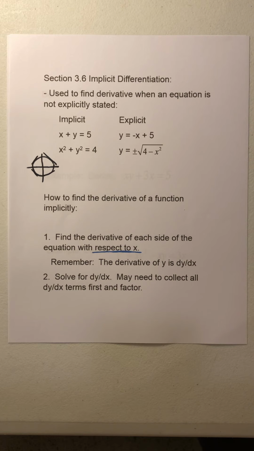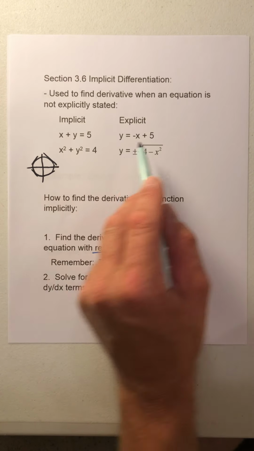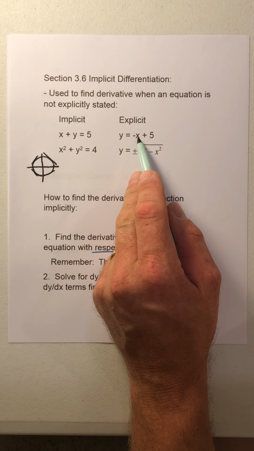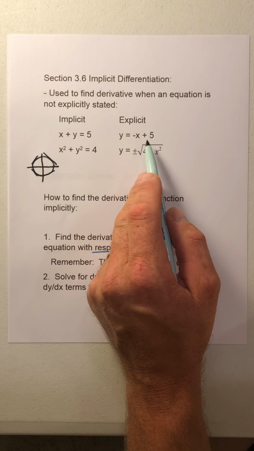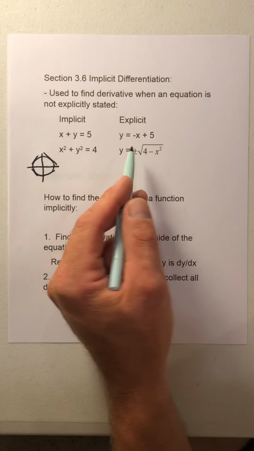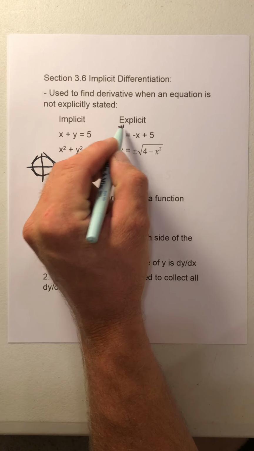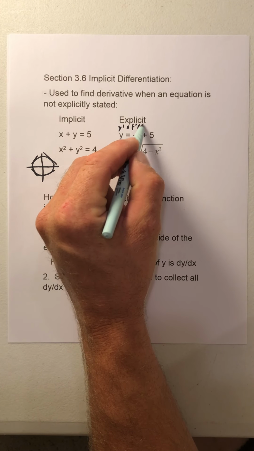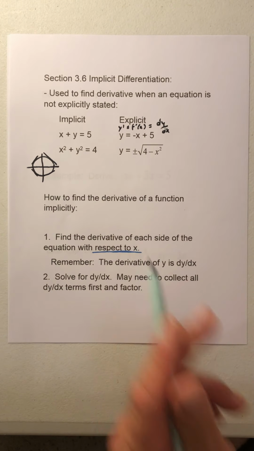So how do we find the derivative of a function implicitly? Well, two things you've got to remember. First, you want to find the derivative of each side with respect to x. When we've taken a derivative before, we took the derivative with respect to one of the variables. Generally, it is going to be x. Later on, we're going to get into with respect to time as things change. So explicitly, what did we do? We took the derivative of y, and we said that was y prime, or f prime of x, or dy dx. Any one of these notations is acceptable.